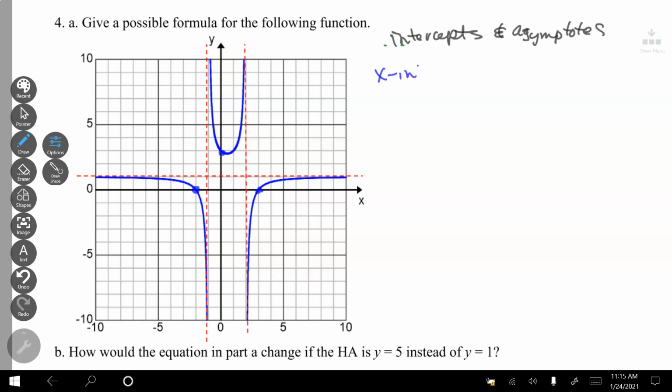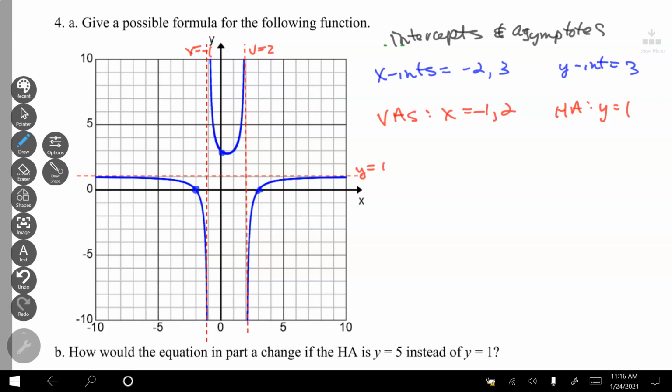So my x-intercepts are equal to -2 and 3. I have my y-intercept equal to 3. And then I have some asymptotes. I have the VAs at x equals, let's see, I have one here at -1 and another one here at 2. So -1 and 2 are VAs, and I have an HA at y equals, well, it looks like y equals 1 here and y equals 1.